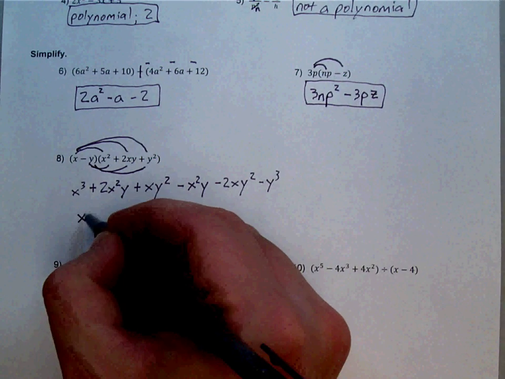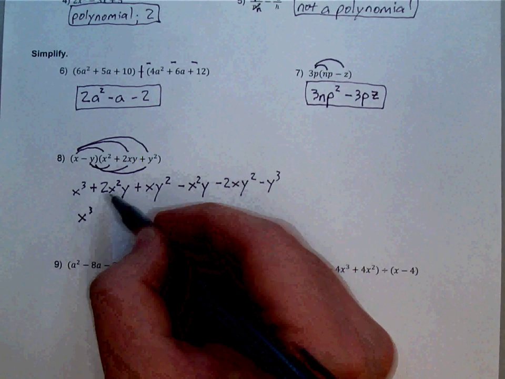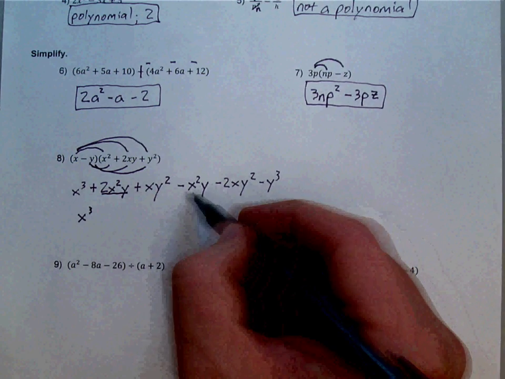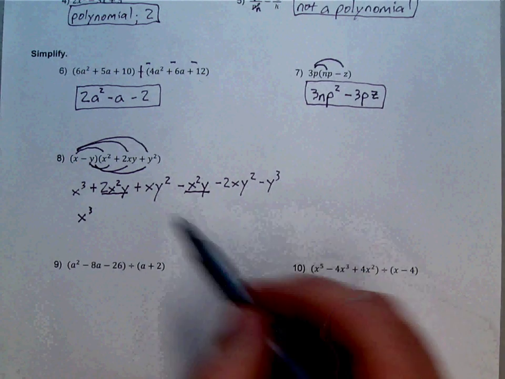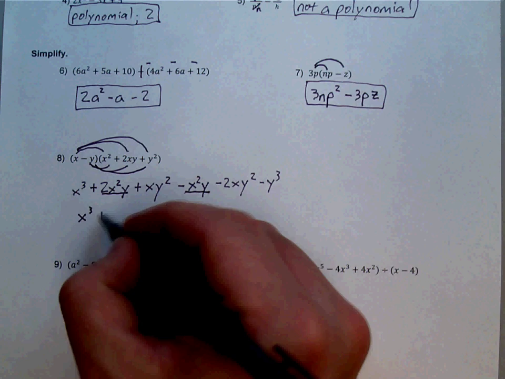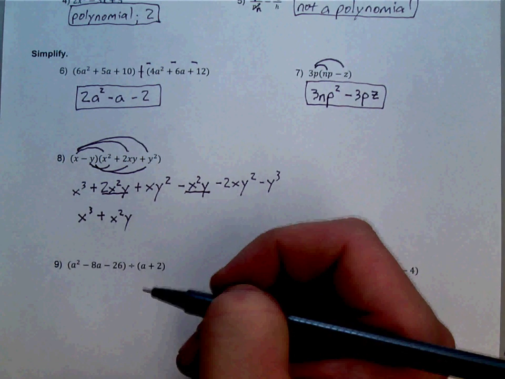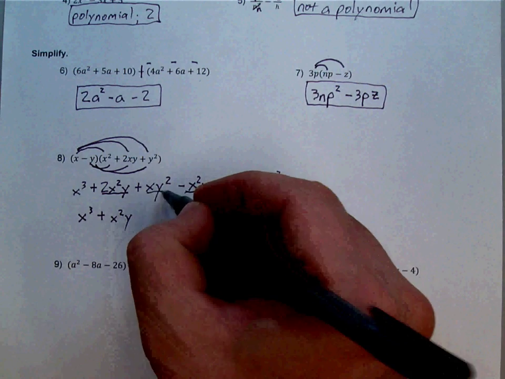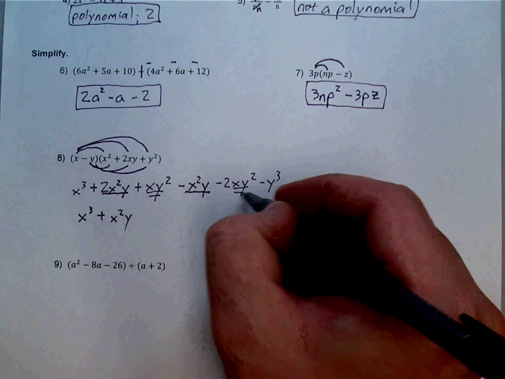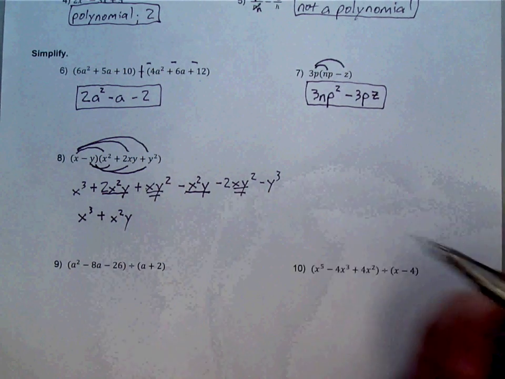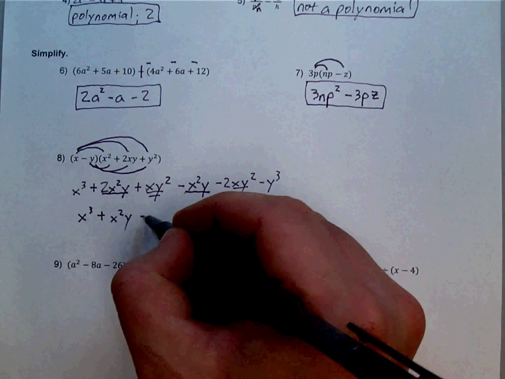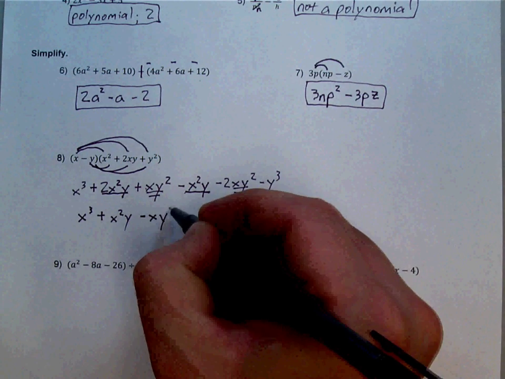So I'm going to start with x cubed, and so I have a 2x squared y and a negative x squared y, negative 1x squared y. 2 and negative 1 makes 1, so plus 1 x squared y. I don't have to write the 1, so I could just write plus x squared y. Now my xy squareds, I have a couple of those. A positive 1 and a negative 2. 1 minus 2 is negative 1, so minus an xy squared.